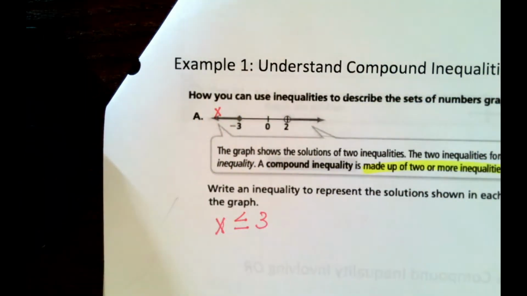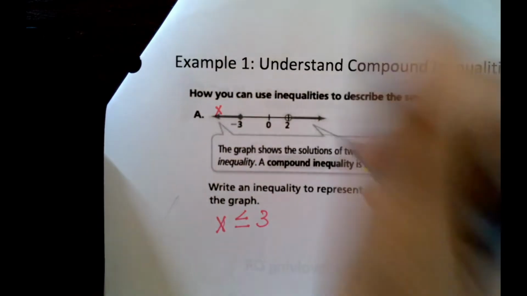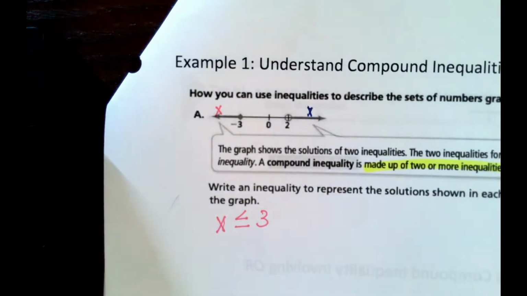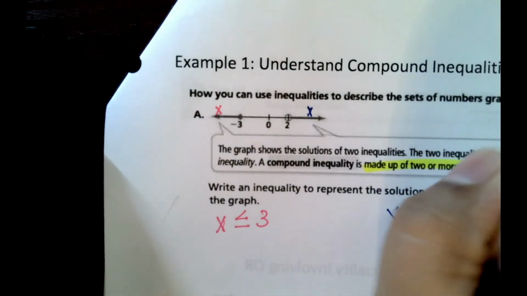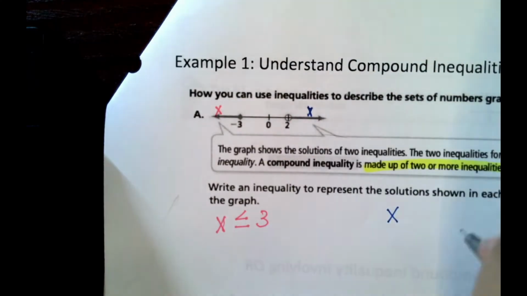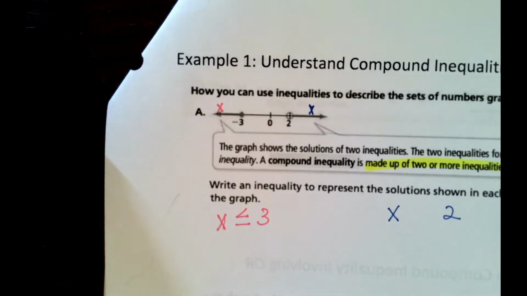Alright, cool. We figured out one of them. Let's figure out the other one now. We know that these numbers that the arrow is touching are going to be x, so we're going to have an x. We know that it starts at 2, so we're going to have a 2. And we know that it's going to be a less than or a greater than because of the open dot. So all those numbers that the arrow is touching by pointing to the right are going to be bigger than 2, right? So we want x is greater than 2 there.